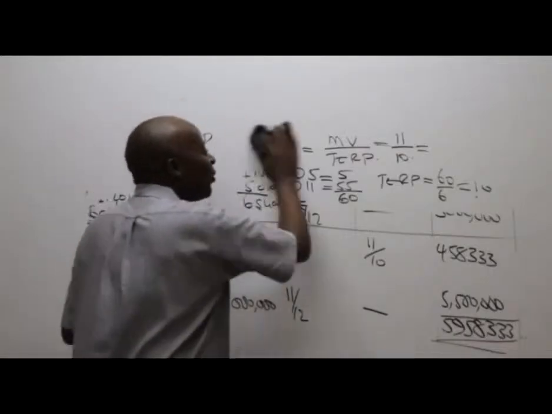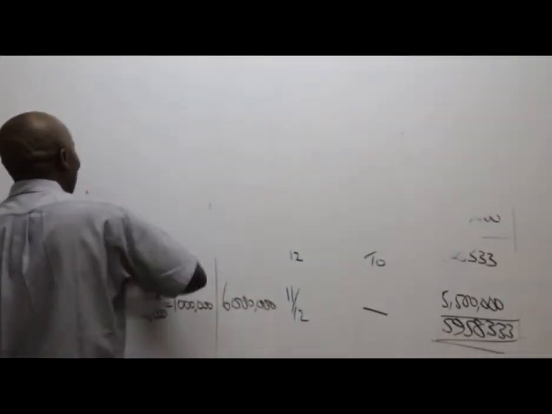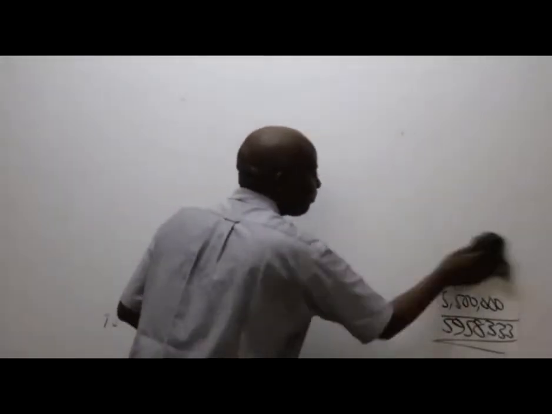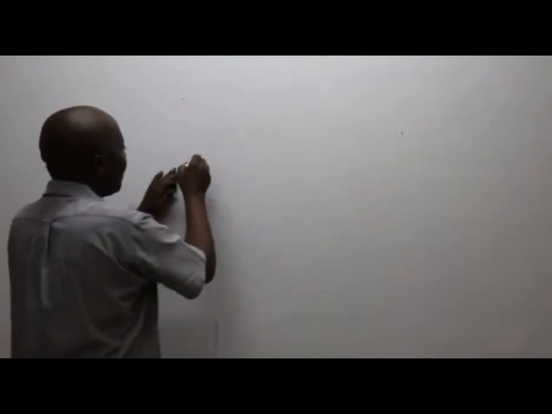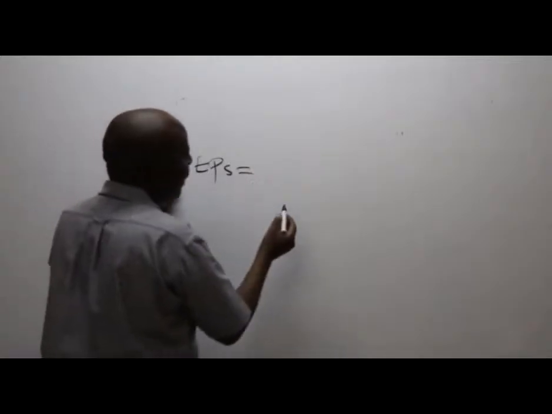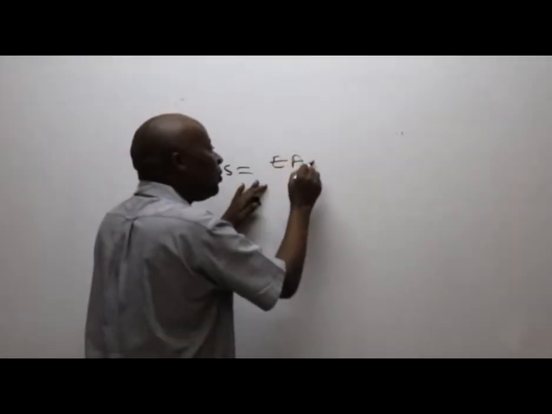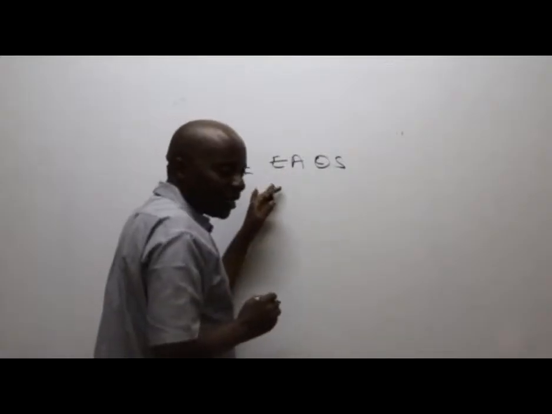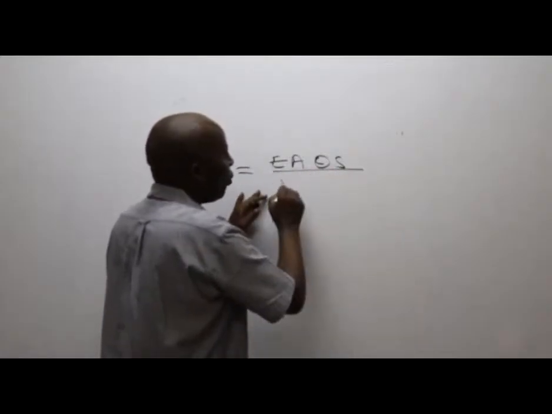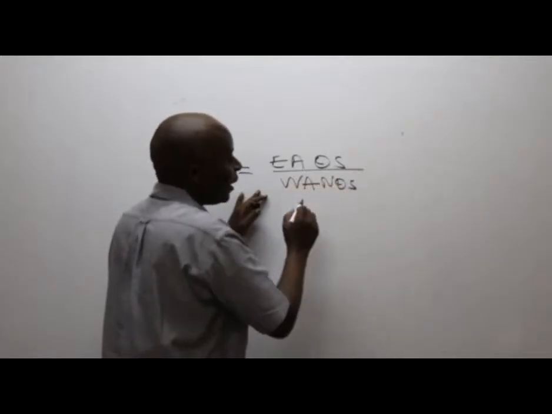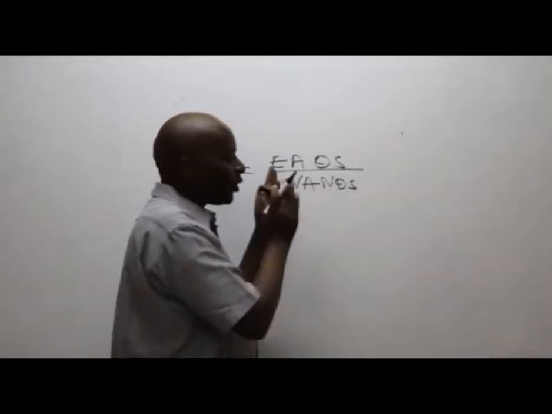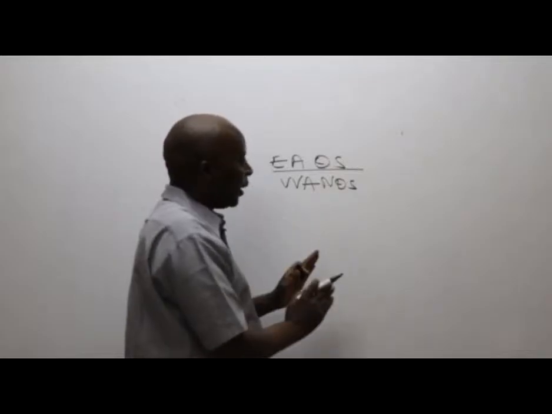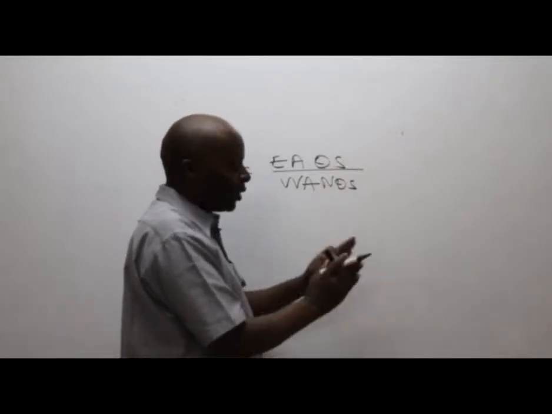So ladies and gentlemen, that is it. Now, what I would want you to do is to remember the formula of getting our earnings per share, the basic one. For us to get earnings per share, we shall take the earnings attributable to ordinary shareholders over the weighted average number of ordinary shares.